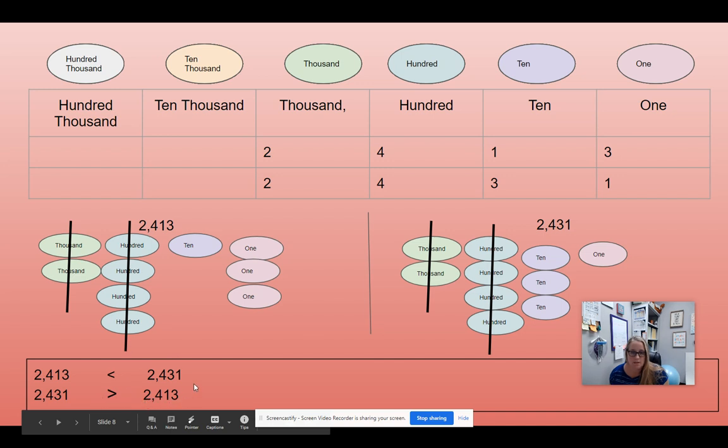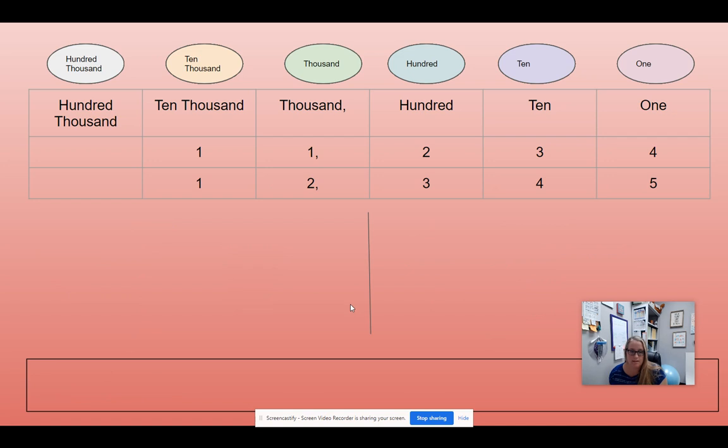So today I'm going to ask you to actually do that. I'm going to ask you to put the numbers in a place value chart, model them with place value discs, and then write the inequality statement both ways. That way we're able to read both of them. So let's look at another example. Here's our next example. It's just a little bit harder. This one goes into the 10,000s place, but that's okay.